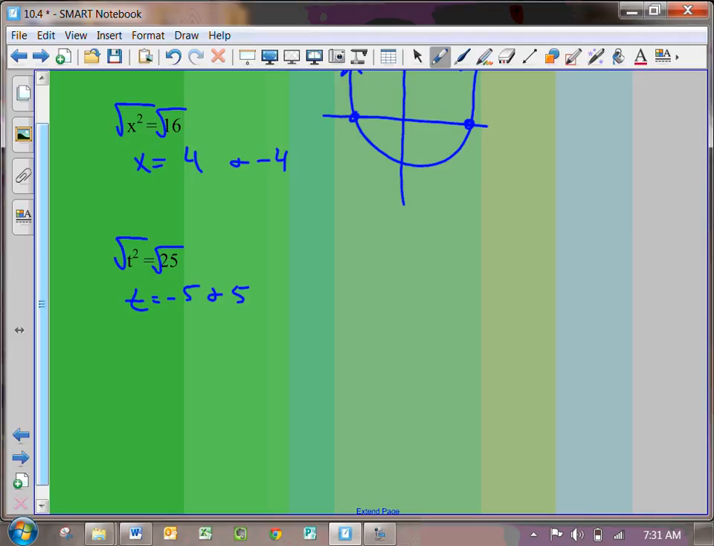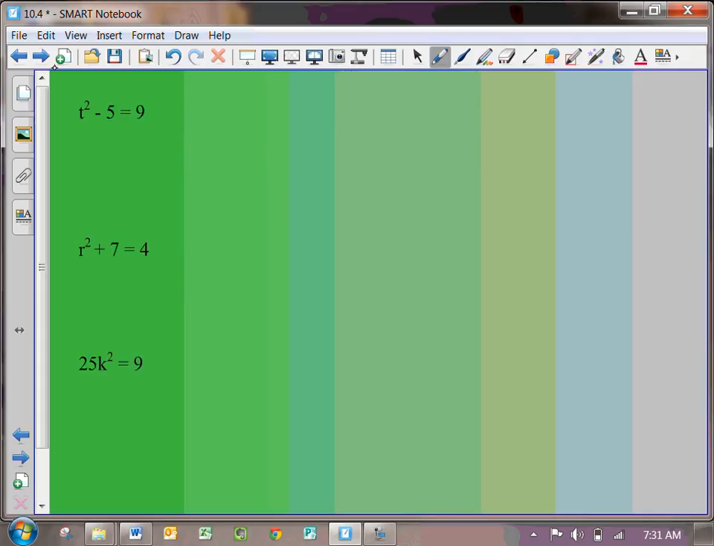Just to point out, these first two have the same thing in common. They both have the square on one side, and they have a number on the other. Now, they're not always going to be that way, but one thing to watch out for is these do not have a bx term. They don't have a middle term. They just have the square and the number. All right, there's a couple more.